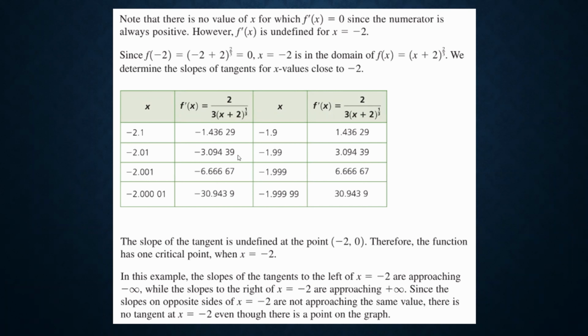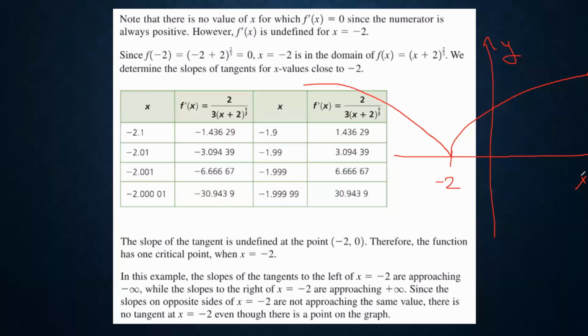Am I right? Yeah, that makes sense. So this function, I'm going to plot it for you. This is y, this is x, this is -2, and this function would look like this. Okay.